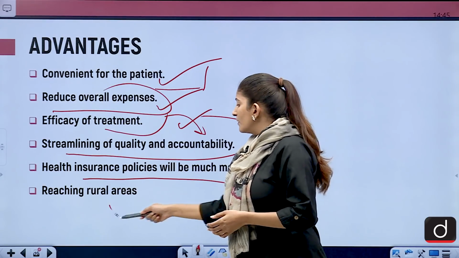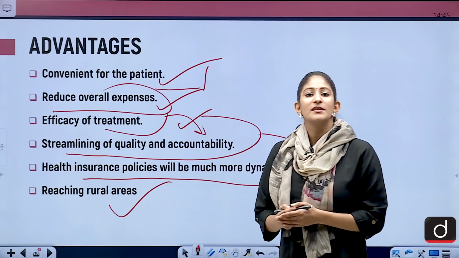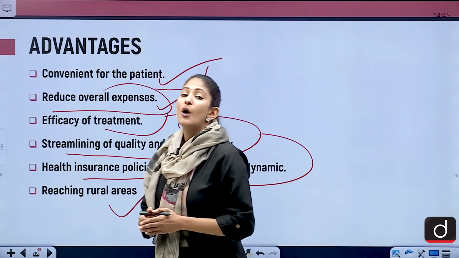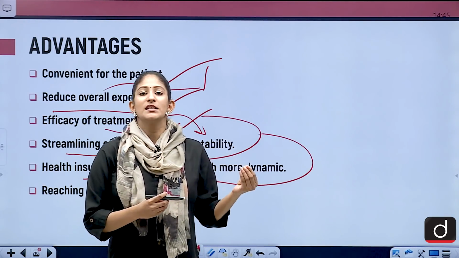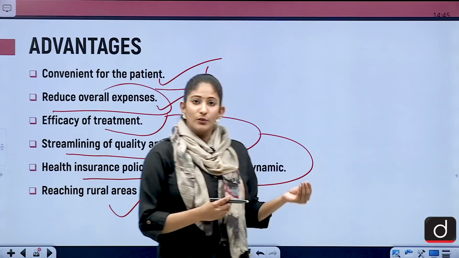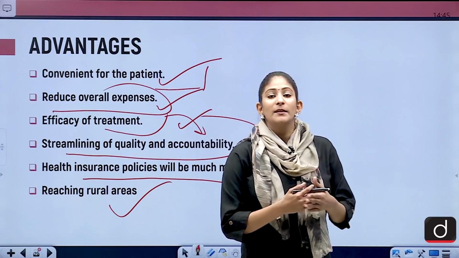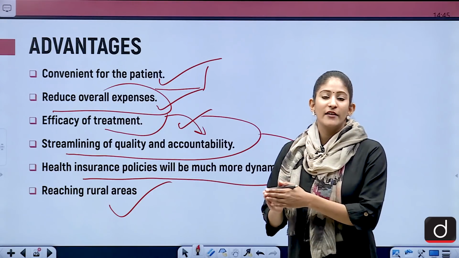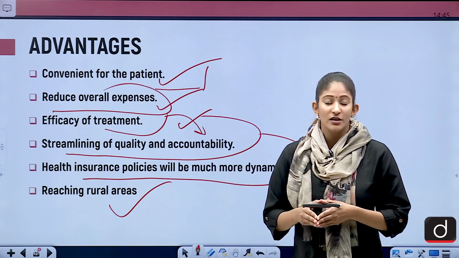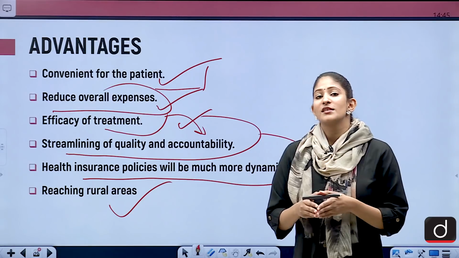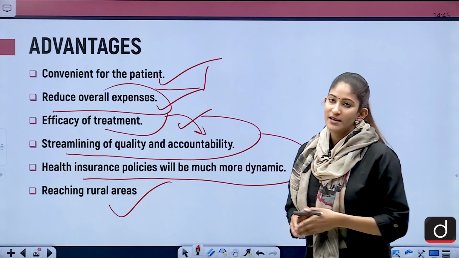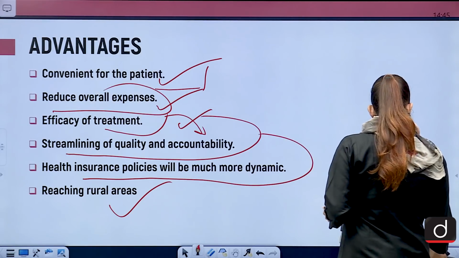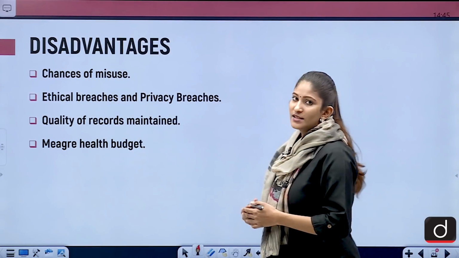And also because of e-pharmacy and telemedicine, all these facilities will also be provided in the rural areas at a later stage. The public health system in our country, when it comes to rural areas, is already in a dilapidated condition. So this is advantageous. This is an advantageous step for the rural areas as well. Now let's talk about the disadvantages.